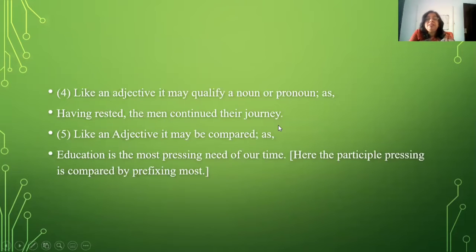Like an adjective, it may qualify a noun or pronoun, as in: having rested, the men continued their journey. Like an adjective, it may be compared, as in: education is the most pressing need of our time. Here the participle pressing is compared by prefixing most. So it also serves like an adjective. It may be compared.